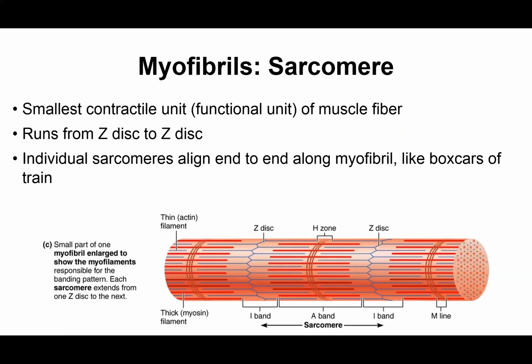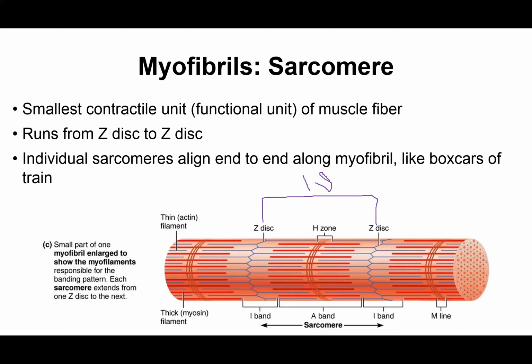Okay, so now we'll talk about the sarcomere. And the sarcomere runs from Z disc to Z disc. All right, so that is one sarcomere. These sarcomeres are the smallest contractile units, or functional units, of a muscle fiber.